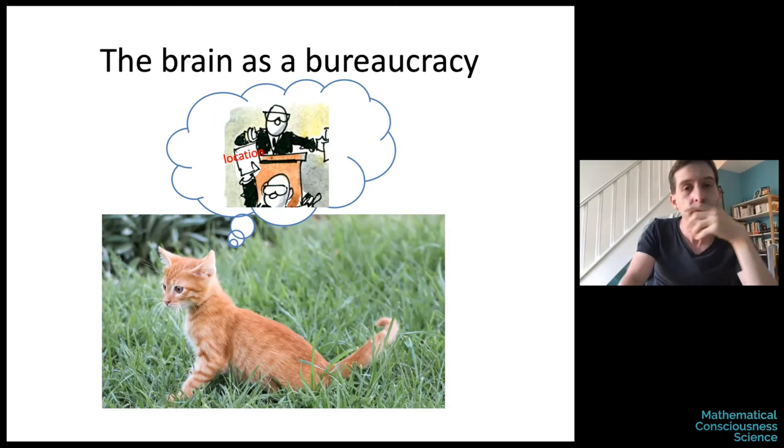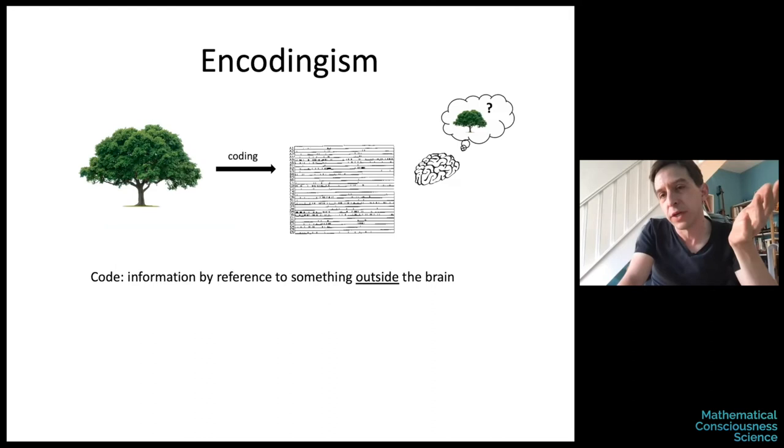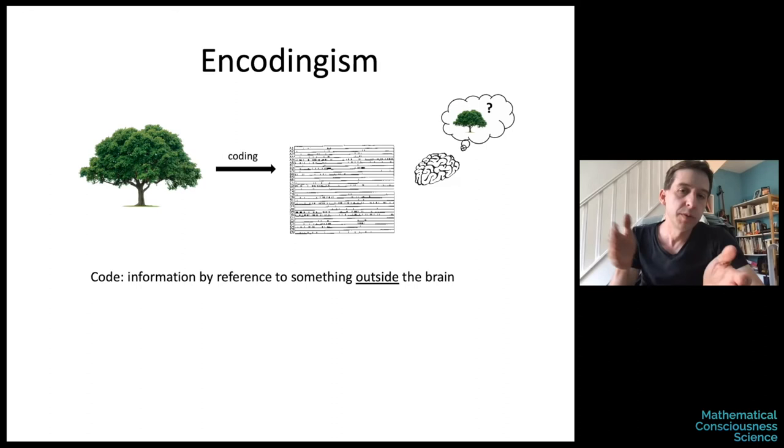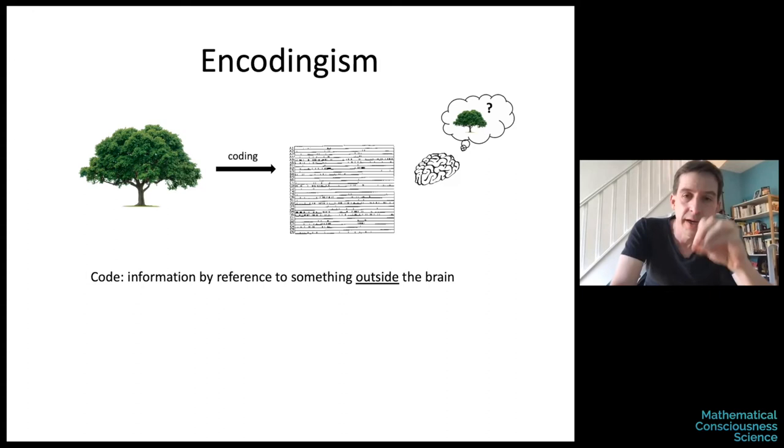So far, I have discussed the features of abstraction and flexibility, the first two features of representation. And these are important problems with neural coding discourse. But now I will discuss, I think, a deeper problem, which is the problem of verifiability. There's a deep problem in the idea that a neural code can be a representation, and that idea Mark Bickhard calls encodingism. The problem is that a code is a very particular kind of information. It's information by reference to something else that is outside the brain, and it's meaningful only to the extent that that thing outside the brain is meaningful.